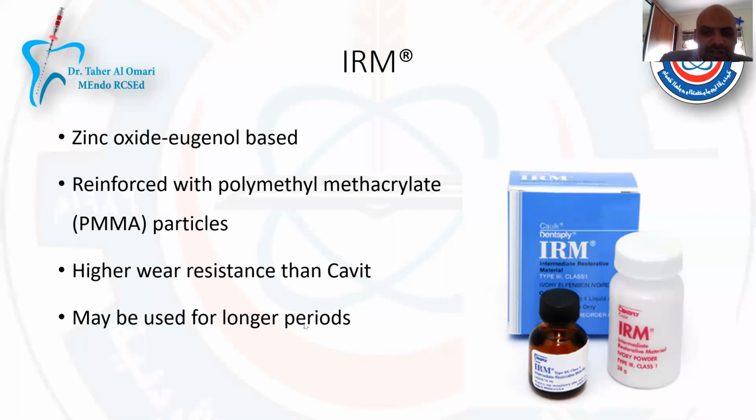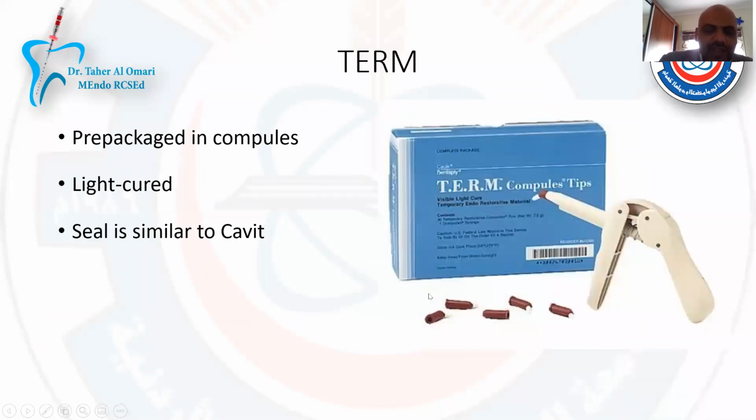However, we have a problem with the eugenol, as it will prevent bonding in the future for composite. So one of the things that they advocate is that we use a combination. Okay, we will come to the combination later on.